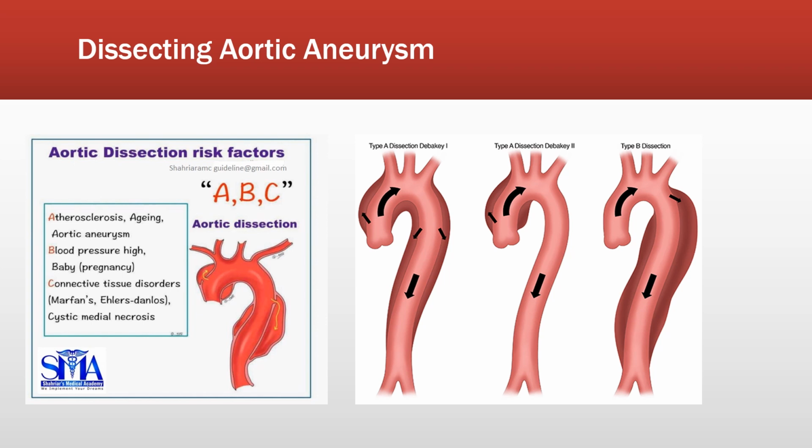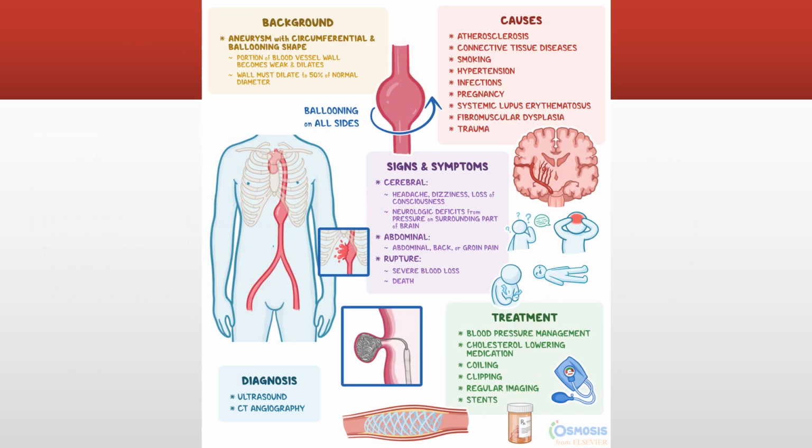The ABCs of dissecting aneurysm risk factors are arteriosclerosis or aging, aortic aneurysms, blood pressure's high or they're having a baby, and connective tissue disorders, like Marfan syndrome or Ehlers-Danlos syndrome. We've talked about the various causes of aneurysms.